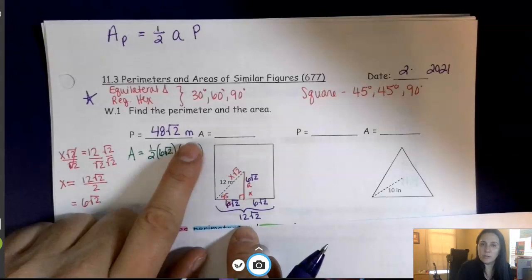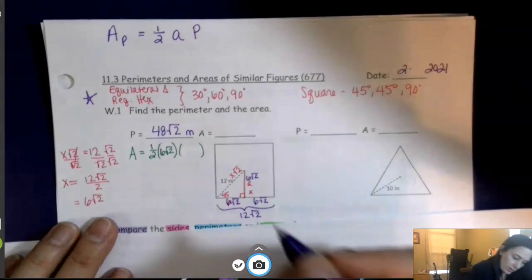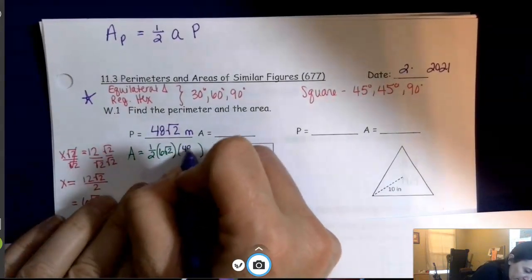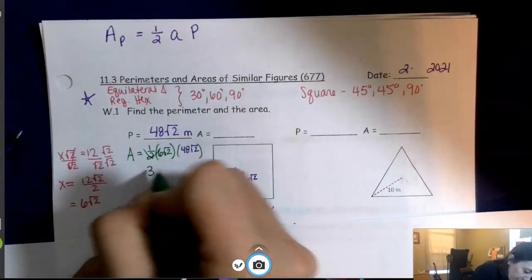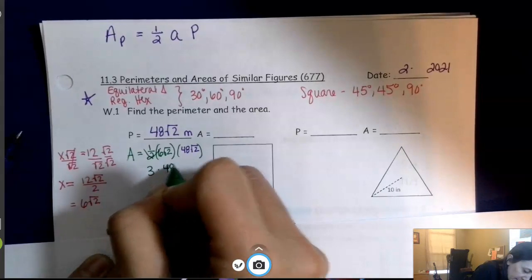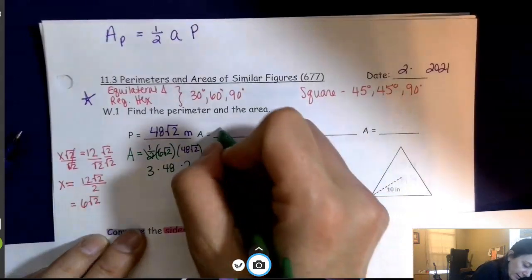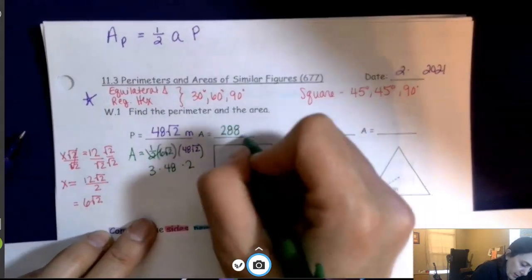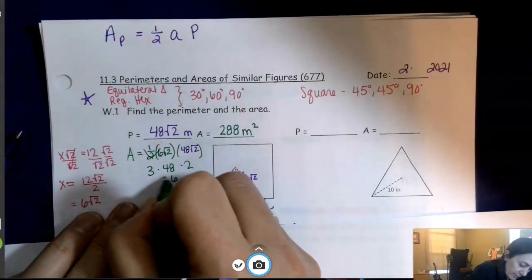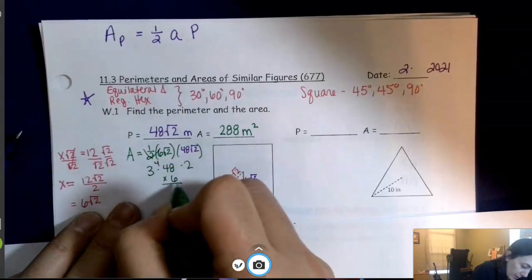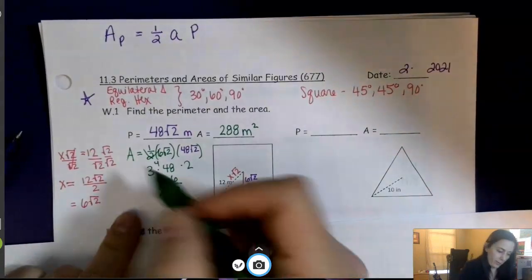If I did 12 root 2 times 12 root 2, I did that in my head a minute ago, I got 288. But to see that it does work, 48 root 2, well, half of 6 is 3, times 48 times 2. 3 times 48 times 2, I end up with 288 meters squared. Or 48 times 6. Let me work it out. There we go, 288. I got the 6 from the 3 and the 2 here.